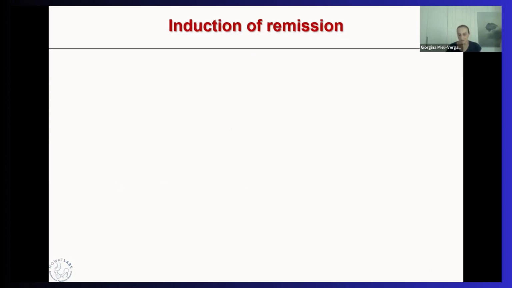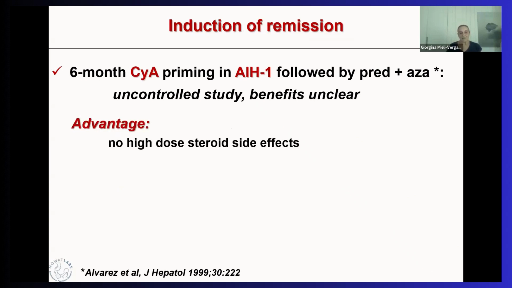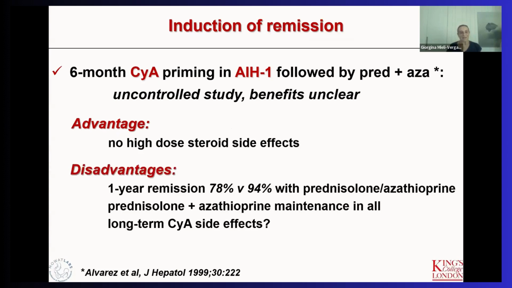For induction of remission, there is a study, now in 1999, with some follow-up, with cyclosporine A, 6 months of cyclosporine A priming in autoimmune hepatitis type 1, followed by prednisolone plus azathioprine in an uncontrolled study. The benefits are really unclear. The advantage is not to have steroid side effects, obviously high-dose steroid side effects. And the disadvantage is that 1 year remission was 78% versus 94% with prednisone and azathioprine. That prednisone and azathioprine maintenance was then given in all patients, while we know some patients don't need azathioprine.